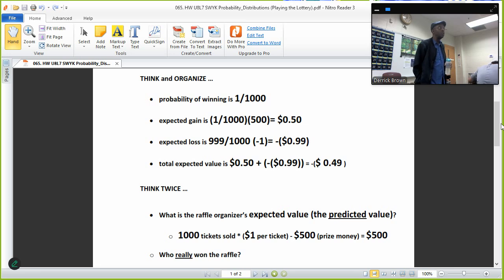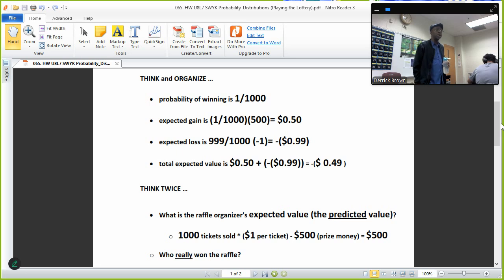Now what is the raffle organizer's expected value? The raffle organizer is selling 1,000 tickets at $1 a piece. That's what he takes in. How much is he going to take in? What's 1,000 times $1? It's $1,000. Then he's paying out $500. So how much does the raffle organizer put in their pocket?